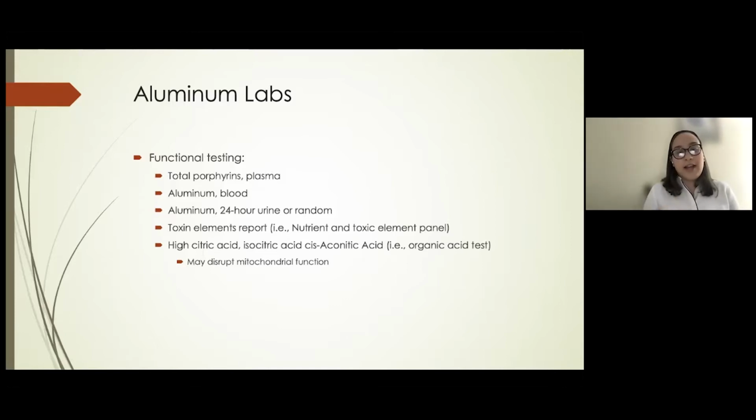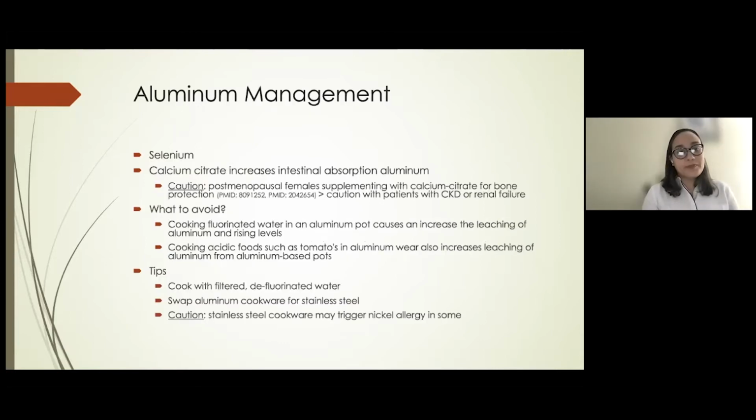High levels of citric acid, isocitric acid, and cis-aconitic acid are found in your typical OAT test. High levels of these may be caused by mitochondrial dysfunction. And if you have mitochondrial dysfunction, you want to rule out the possibility of heavy metal toxicity, or metal toxicity in general. So what are some management strategies?